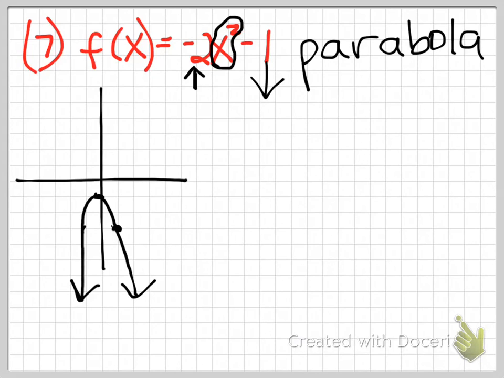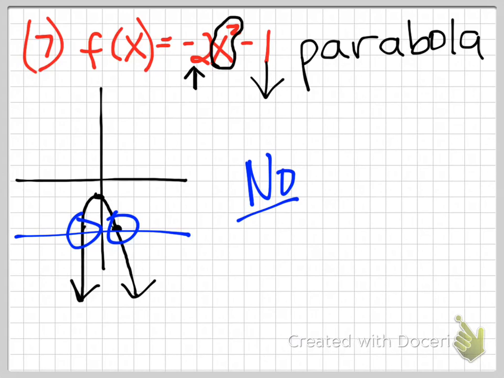Now the next step with this is to do the horizontal line test. We draw a horizontal line and see how many times our horizontal line crosses our graph. And in this case, it's twice. If it touches one time, the inverse is a function, but touching twice means no. The inverse of this function is not a function.